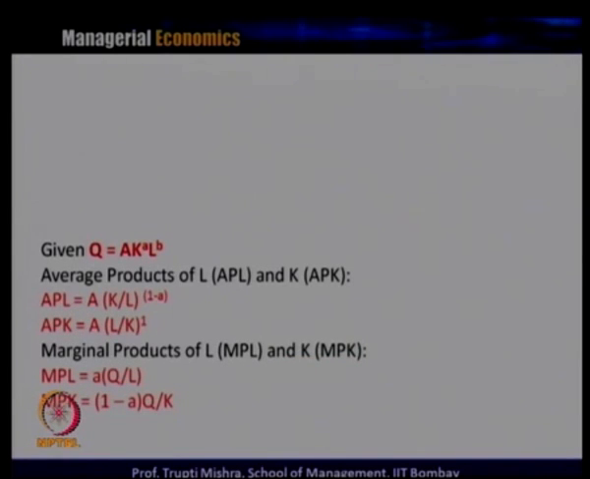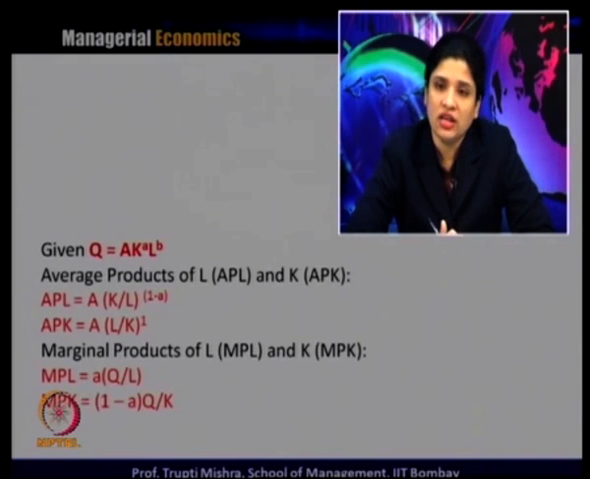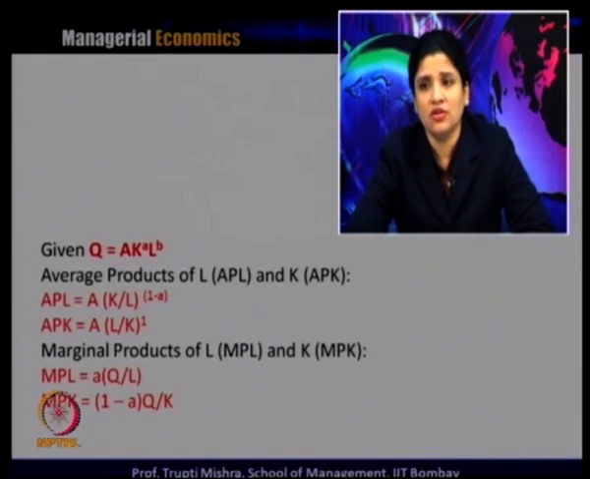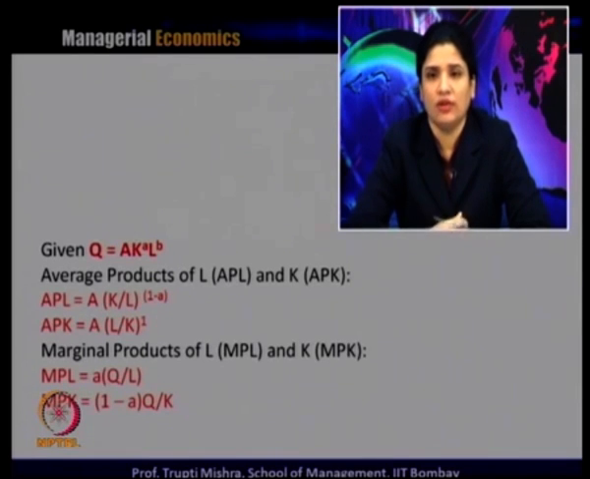So, given this Cobb-Douglas production function, if the production function is A K to the power A L to the power B, the average product of L is APL and of K is APK. So, APL is A K by L to the power 1 minus A and APK is A L by K, and similarly we can find out the marginal product for capital and marginal product for labor. MPL is A Q by L and MPK is 1 minus A Q by K. So, considering this as a Cobb-Douglas production function, accordingly the value of the average product for labor, average product for capital, marginal product for labor and marginal product of capital will change.